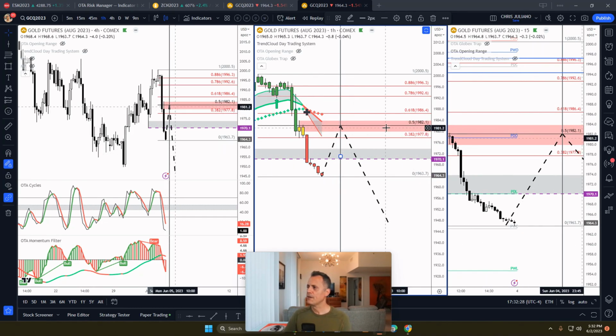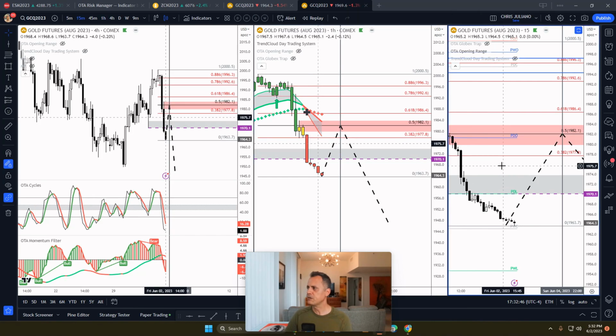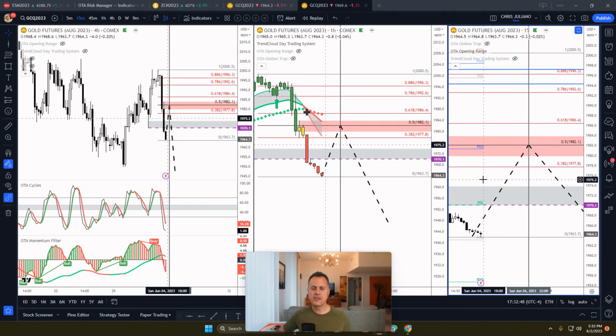And look at this. 50% retracement level right inside the cloud, right? Inside of a drop base drop. This is looking really good. We're looking really good for a setup. So do you see how we're looking into the future?